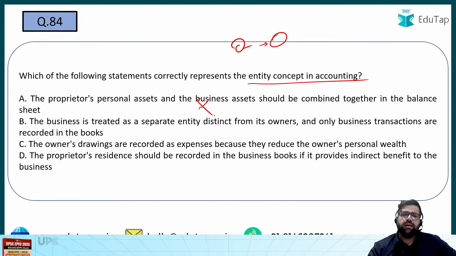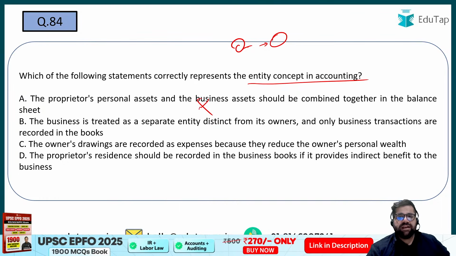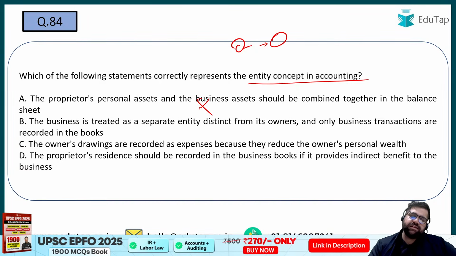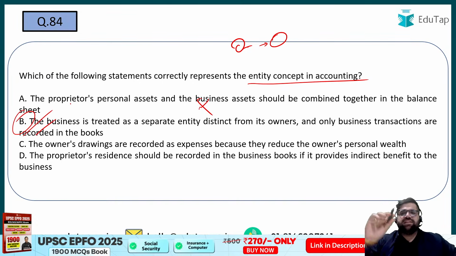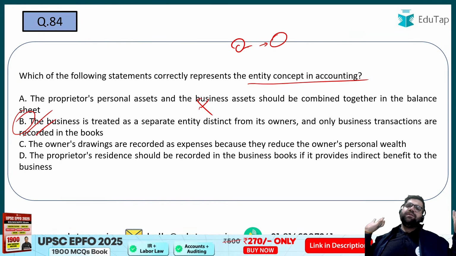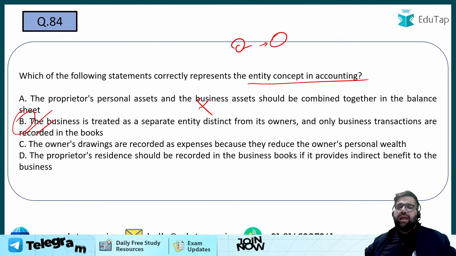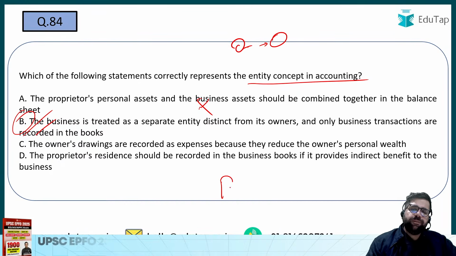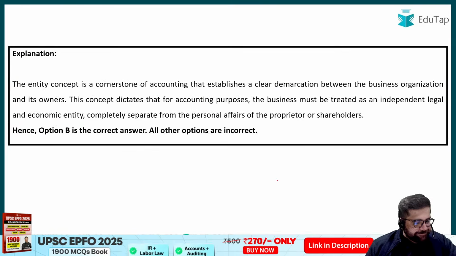No, horribly incorrect. A business is treated as a separate entity, distinct from its owner, and only business transactions are recorded in the books. Owner's drawing is recorded as an expense because it reduces personal wealth. A proprietor's residence should be recorded in business books if it provides indirect benefits to the business. Yes, the correct answer will be option number B because owner is different, your business is different. You are doing accounting for business, not for the owner. And because of this concept only, we have capital being shown as a liability in your business. Right? So my answer will be option number B in this particular case.